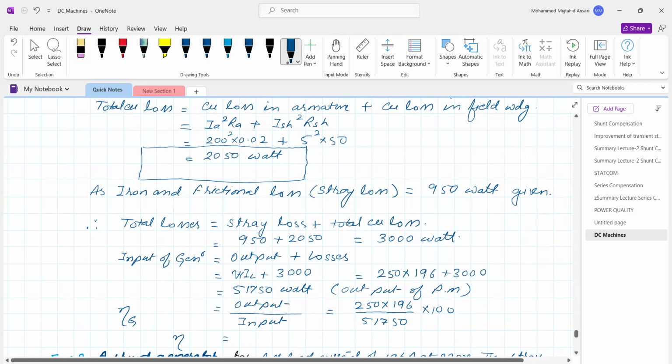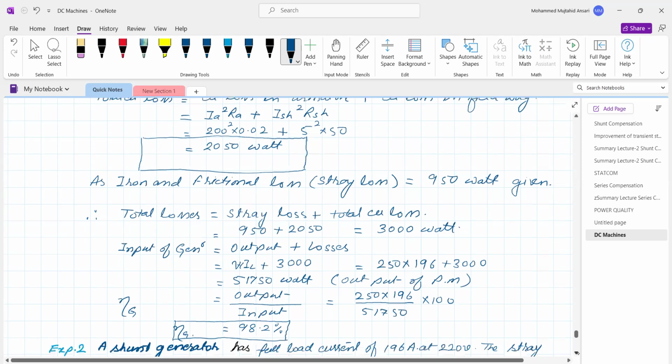So the efficiency of the generator is 98.2%. So this is the efficiency of the generator. Okay, so this is the first numerical.